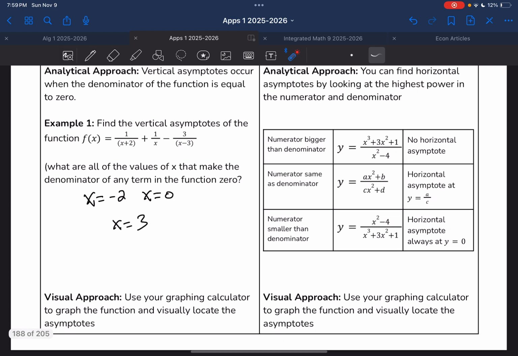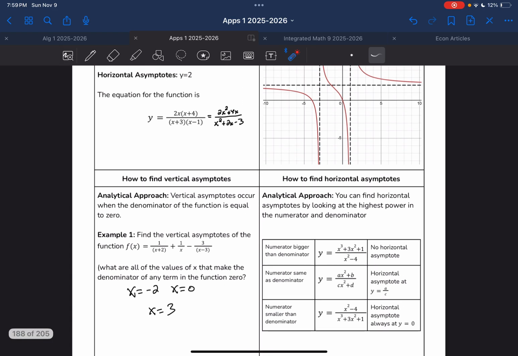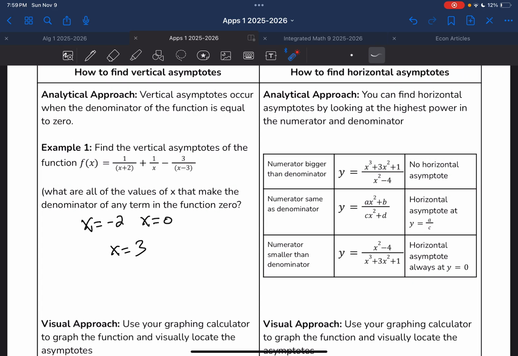The third case that can happen is if the bottom has a bigger power than the top. In that case, the bottom is going to get much bigger at a faster rate than the top, and so as x gets arbitrarily large, this is going to become bigger than this, and so their ratio is going to trend towards 0. So if the denominator has the bigger power, you're going to trend towards 0.